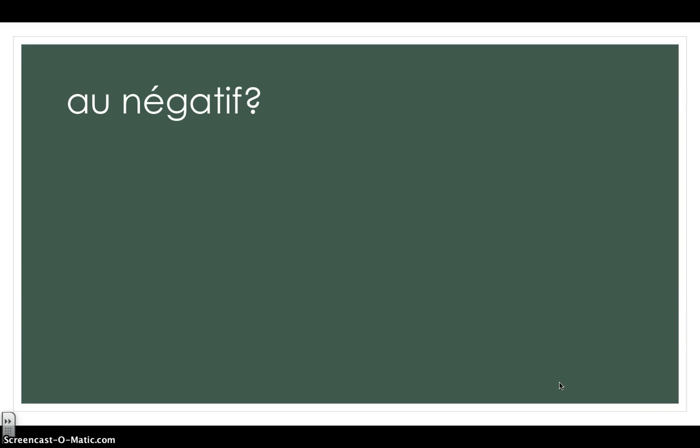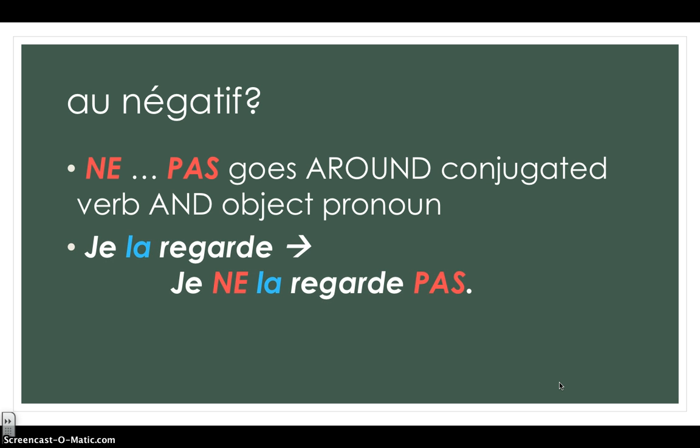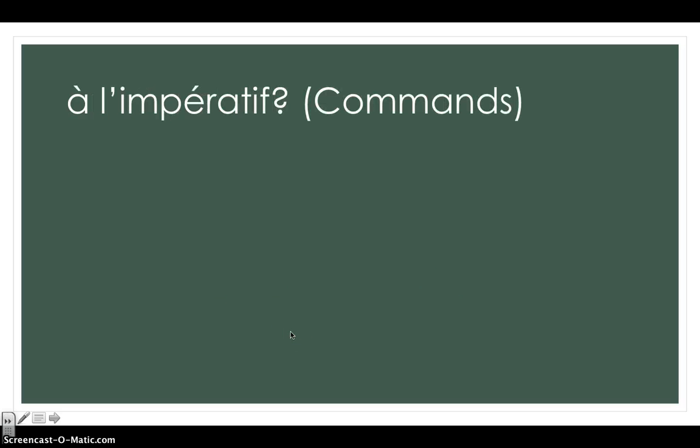What about au négatif, madame? The ne pas is going to go around the conjugated verb and the object pronoun. Hopefully, this is reminding you of when we did negatives with reflexives. Je la regarde, I watch it, I watch her. Je ne la regarde pas, okay? These guys, I'll tell you the love story, but they're in love, all right? The negative cannot get in their way.